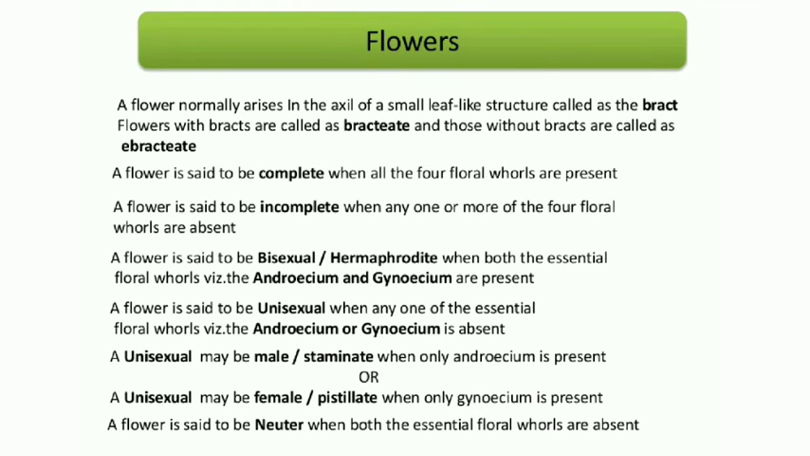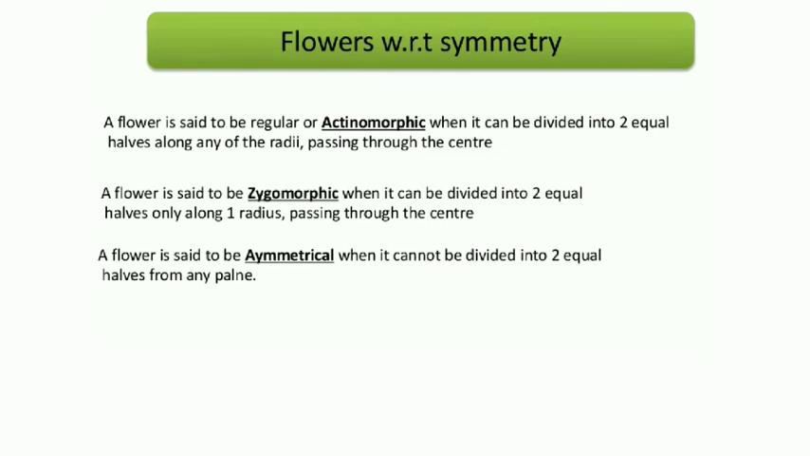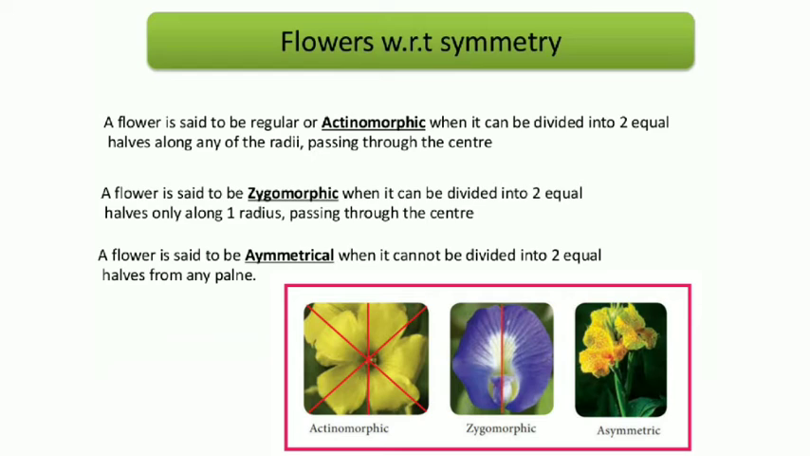There is another way of classification of the flower, based on the symmetry. Hope you discussed that in the animal kingdom in PUC. Based on symmetry, the flower can be classified into 3 types: actinomorphic, zygomorphic and asymmetric. First, actinomorphic. A flower is said to be regular or actinomorphic when it can be divided into 2 equal halves along any of the radii passing through the center. Means we can divide the flower into 2 equal parts in any plane passing through the center. It is called actinomorphic.